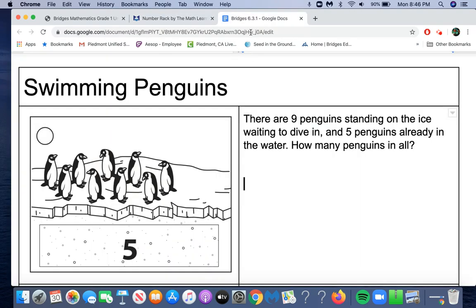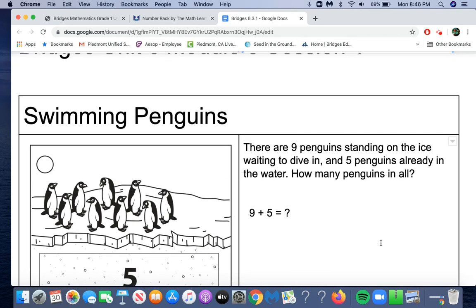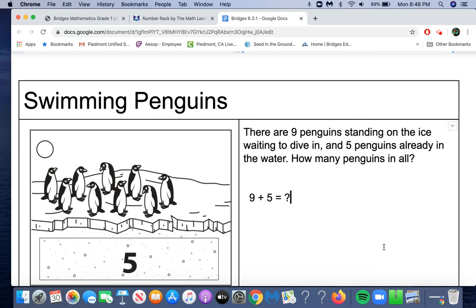So let's see what the equation would be for here. Let's see if we can type in the equation. So 9 penguins plus 5 that are in the water already equals, that's your unknown number. Okay. So if I was really fancy, I'd put a box around it, but I don't think I can find the box right now.